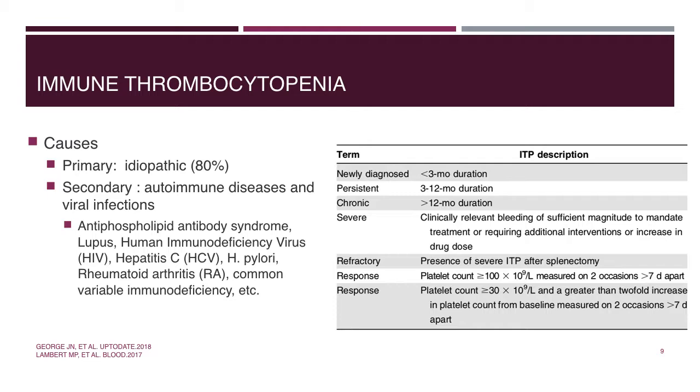those listed there. There are a few definitions that I'd like to go over before we get too far along in the presentation. Newly diagnosed, according to guidelines, is defined as less than 3 months, chronic being greater than 12 months, and persistent right in between those. Severe is defined as any clinically relevant bleeding, and then we'll discuss refractory in response in subsequent slides.